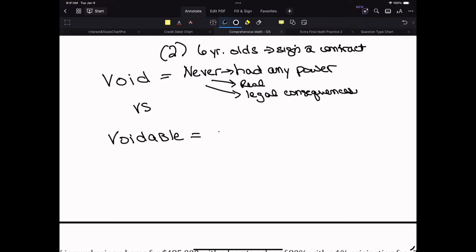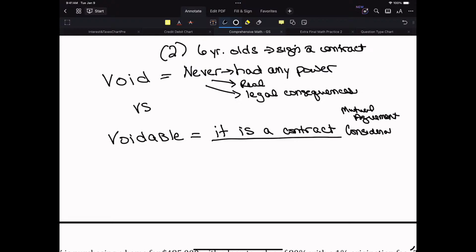Voidable means, yeah, it is a contract. It meets all of our qualifications. It had mutual agreement. It had consideration. Both parties had legal capacity. And it had a legal objective. Because it had all of those things, that means, yeah, it's a real contract.